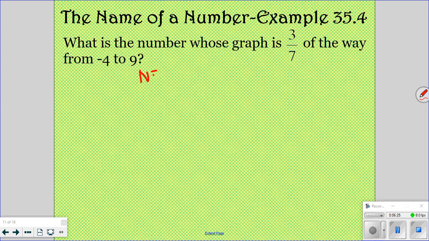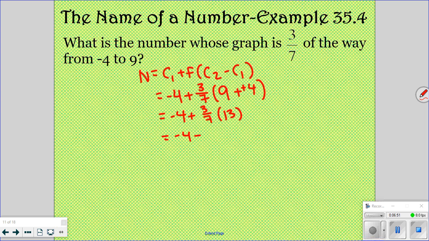So your formula is n equals C1 plus F, C2 minus C1. So your C1 is -4, your F is 3 over 7, your C2 is 9, and then minus a -4. So you add those. So you end up with -4 plus 3 over 7 times 13.